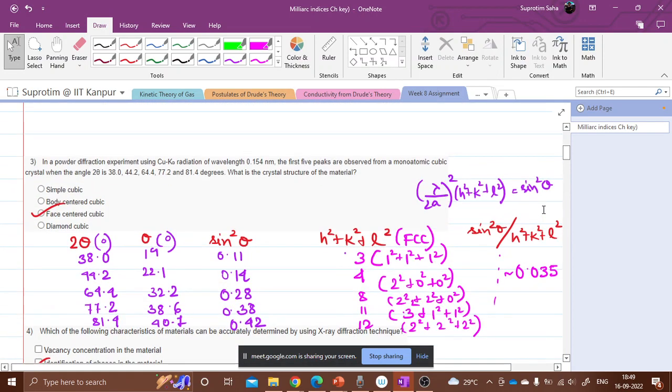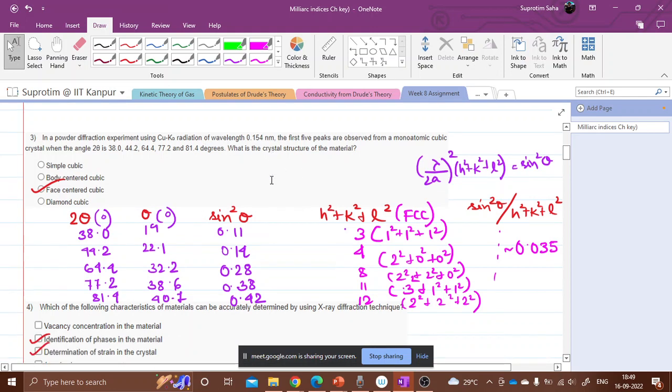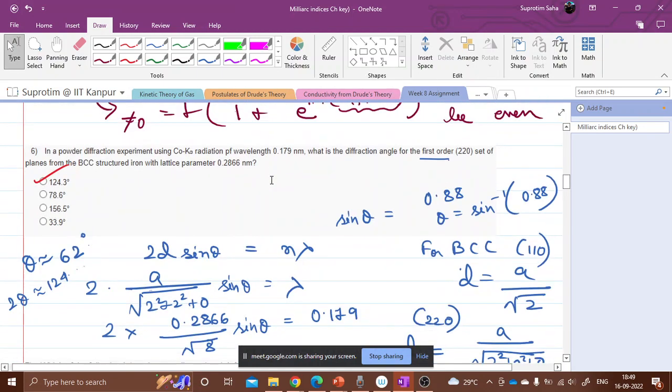So for this case only, as this criteria is satisfied, this ratio is constant for all the cases, for all the two theta angles. In that case only, you have this FCC type of structure. Okay, so that is your answer.